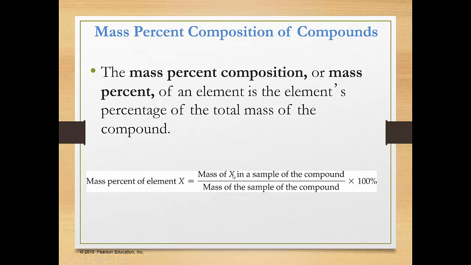Now, when you divide the mass of the element by the mass of the entire sample, you get just the ratio. So we always multiply by 100 to turn it into a percent. Now, don't let the percent symbol here confuse you and think you're multiplying by 100 twice. The percent here is acting just as a unit. So we multiply by the number 100 to make it a percent.